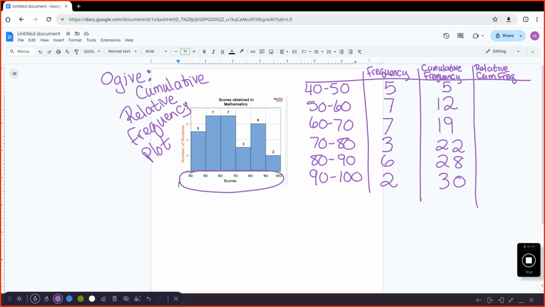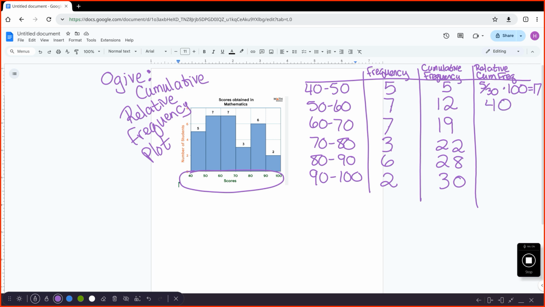So what I'm going to do next to fill out my relative cumulative frequency is 5 divided by 30. And then I like to write them as percentiles, so I just multiply that by 100. And that's about 17%. Hold on, let me grab a calculator. So then for the next one, I'm going to do 12 divided by 30, which is about 40%.